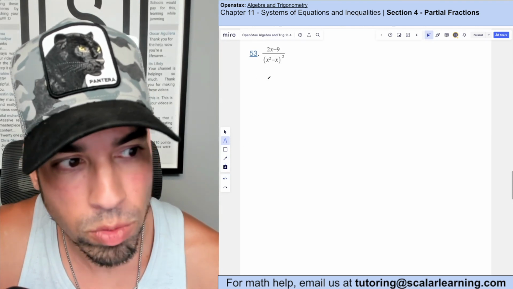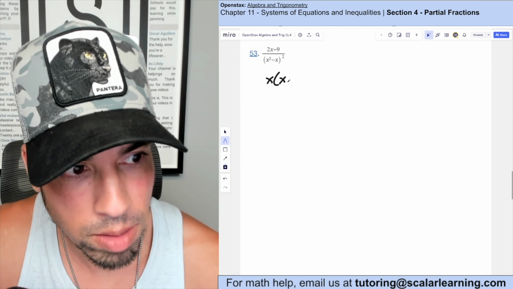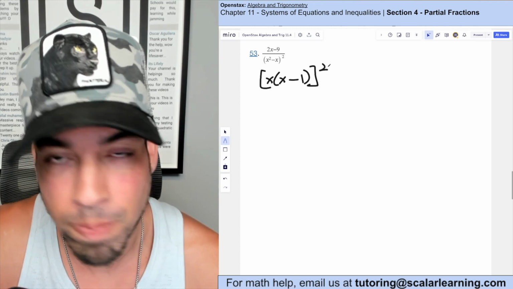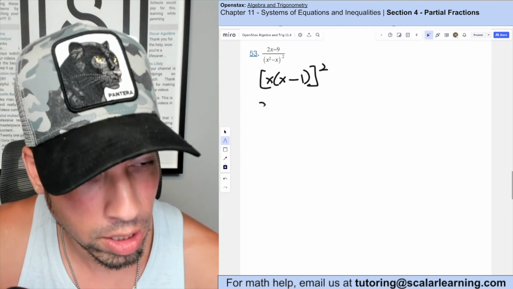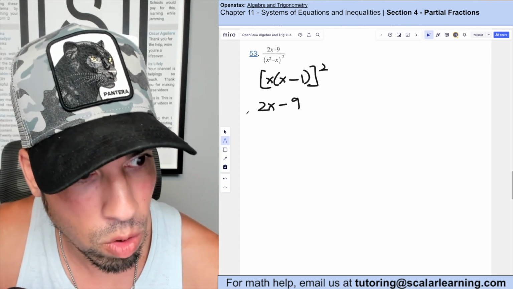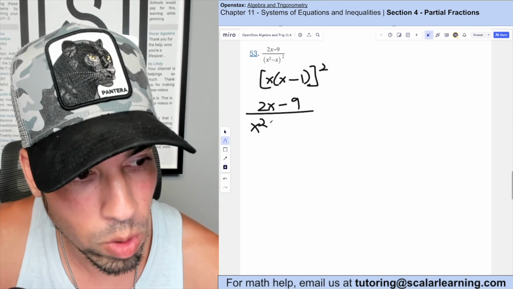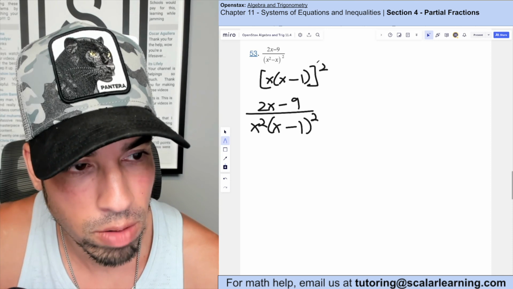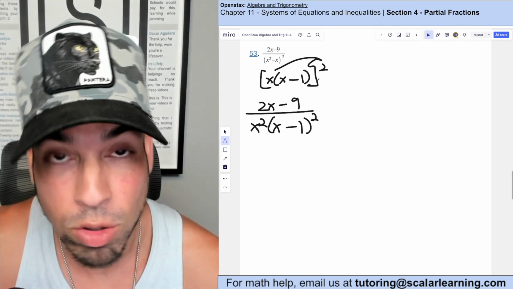And the way you can rewrite that is x times x minus 1, right? Factor out an x. And then it's still this whole thing squared. Now, if I distribute that square, check it out. I got (2x minus 9) over x squared times (x minus 1) squared, right? Distribute that exponent, boom and boom.